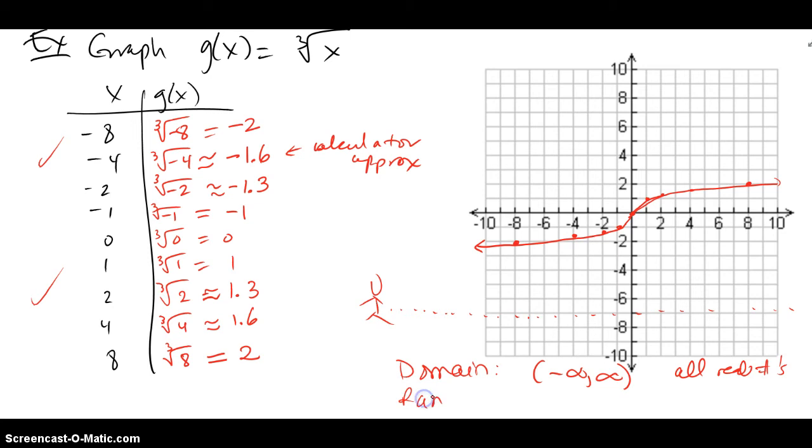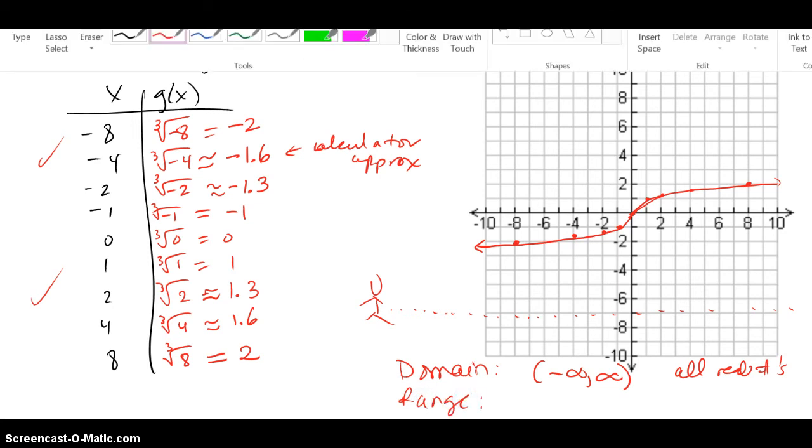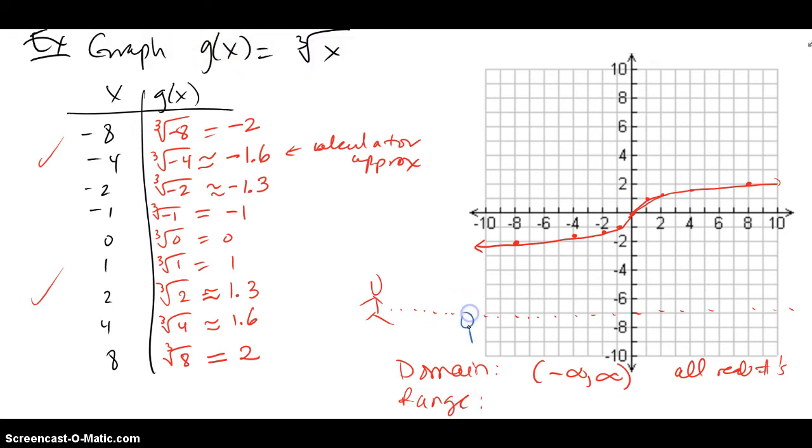Same thing for the range. If I try to walk from the bottom and go all the way up, notice this piece keeps going lower and lower, and this piece keeps going higher and higher. So I happen to have the same range, very small negative y values and very big y values as I go to the right, so the range is also all real numbers.